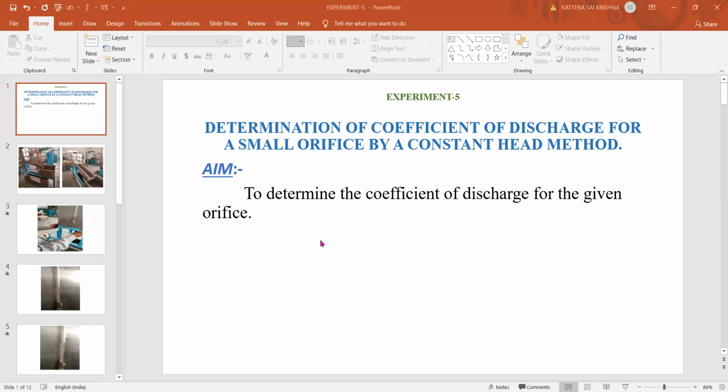For finding the coefficient of discharge, we need to know the theoretical discharge as well as the actual discharge. Actual discharge and theoretical discharge we need to calculate first. Then we can find the coefficient of discharge as the ratio of actual to theoretical discharge. Please write this down in your observation notes.